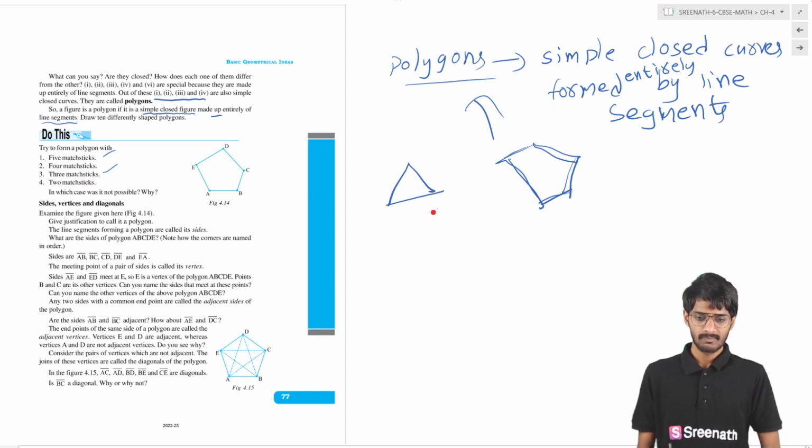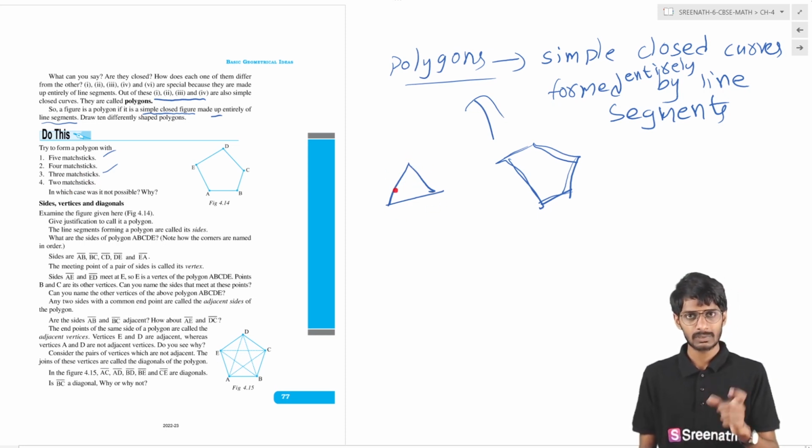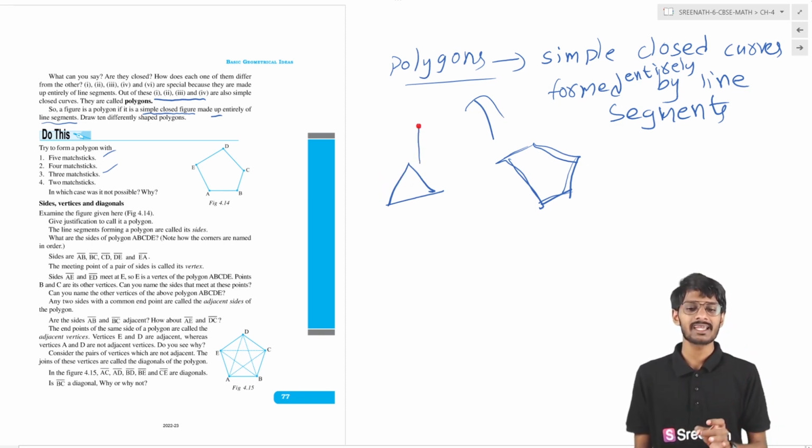So it is a simple closed curve. It is formed with matchsticks, which represent line segments only. So this is a polygon.